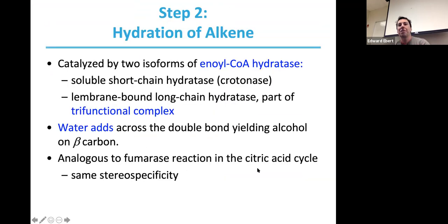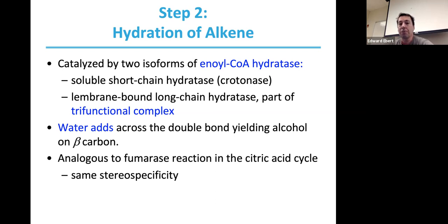Okay. So the second step, after we have dehydrogenated it and made that double bond, we're now going to hydrate it. So we take away 2 hydrogens and we add a hydrogen and a hydroxyl group. We're going to add water to it. The water adds across that double bond, giving us our nice little alcohol on the beta carbon. So that's going to be basically our second carbon in there.